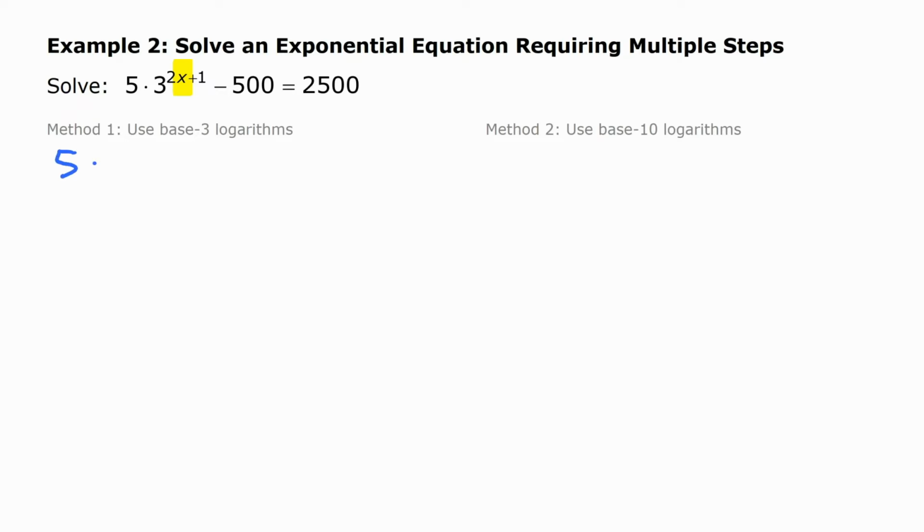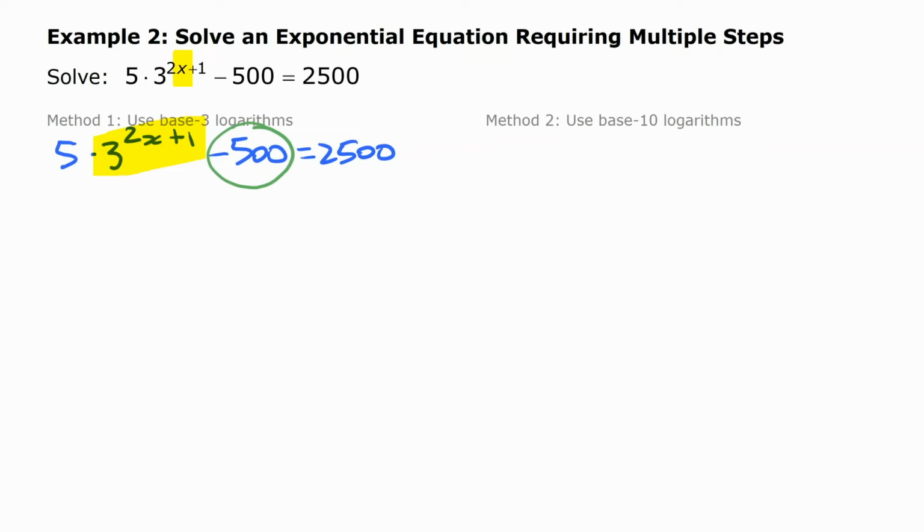So that equation up there, 5 times 3 to the 2x plus 1 minus 500 equals 2500. The first thing we're going to do is, just like any expression, just like any equation, if you have 5 times this thing, minus 500 is 2500, we are going to get rid of this 500 first. If I add 500 to both sides, or in other words, if I think about moving that term to the other side, I'm going to end up with 5 times 3 to the 2x plus 1 equals 3000. I have 3000 over there.